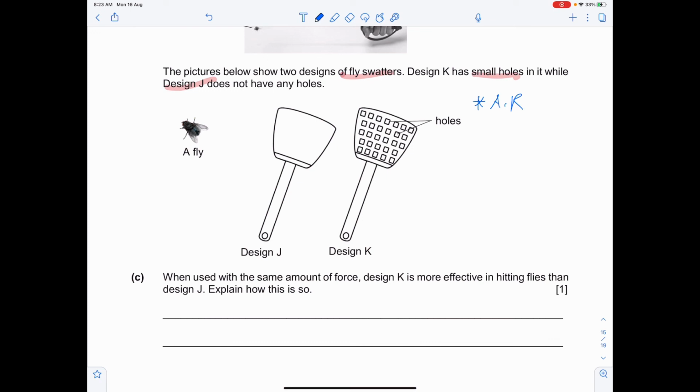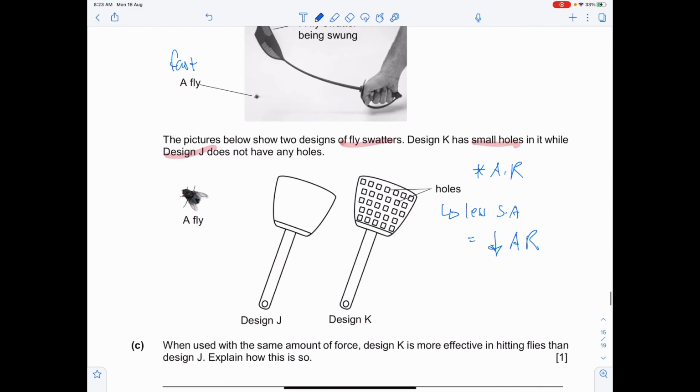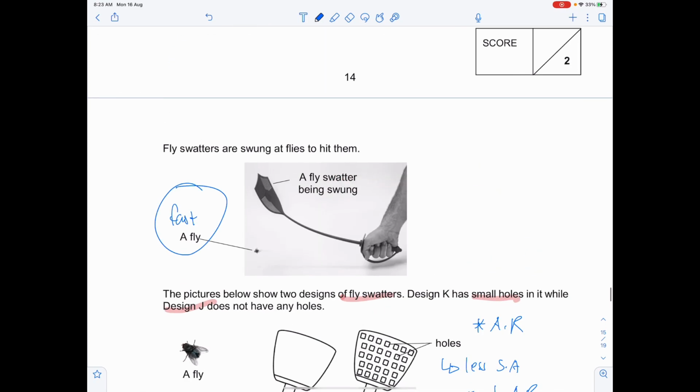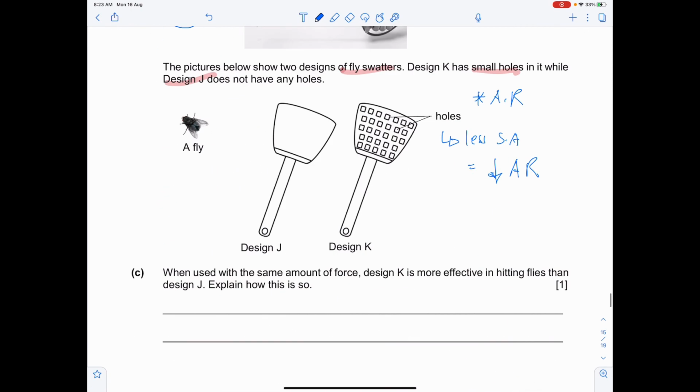So looking at it, the one with more holes will have less surface area, which equals less air resistance. So when there's less air resistance, think about it. What is the whole idea? The whole idea is the fly is very fast, so your fly swatter needs to be faster than the fly. Think about it. So how does this actually connect to what you need to answer?